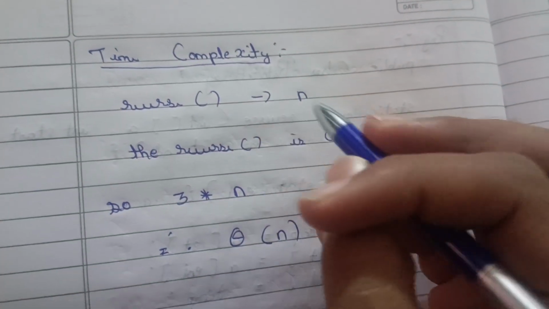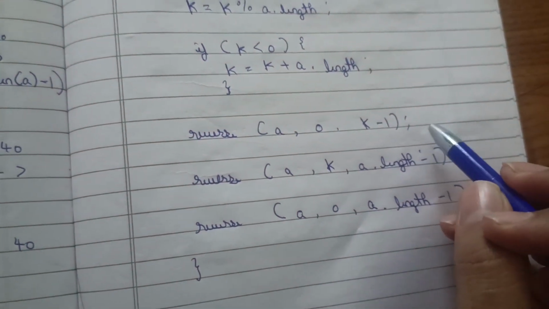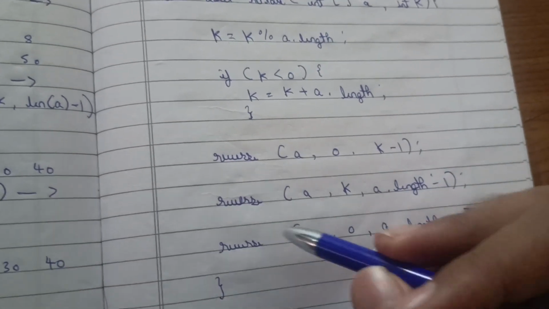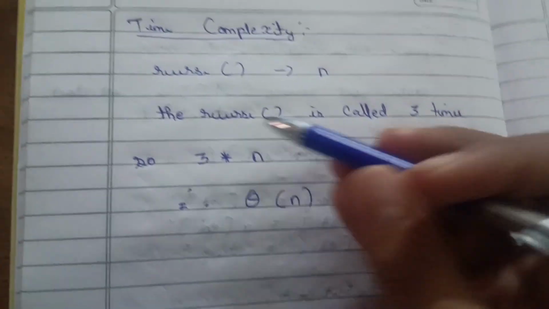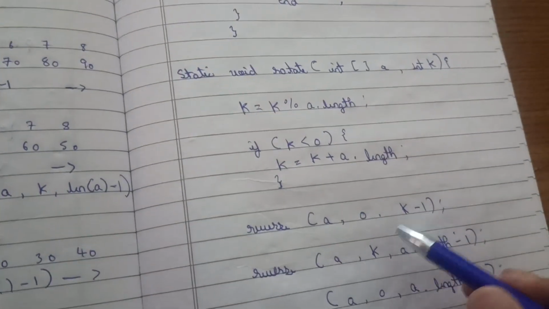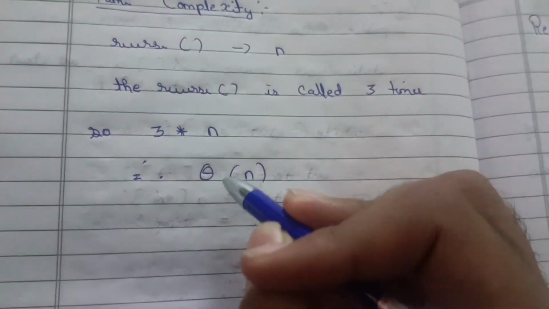So here the reverse function is called 3 times: the first time from 0 to k minus 1, the second time from k to length of the array minus 1, and the third time for the whole array. So we are traversing it till the length of the array. Here we are traversing till k minus 1, but we will still consider it as n. So after ignoring the constants, we will get big O of n.